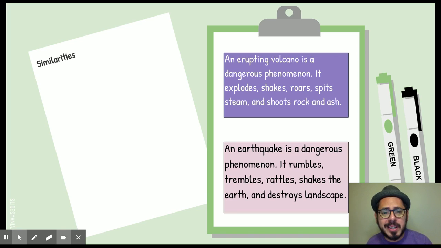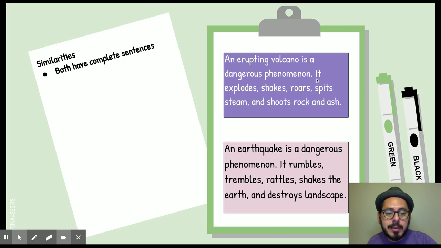So first of all, let's talk about the similarities. All right, so let's go with the easy stuff first. Both are complete sentences. You can see that the first one has a subject and a predicate, like we mentioned on the first day. The second sentence also has a subject and a predicate, the subject being it, and we're talking about the erupting volcano. We're talking about the same. And then the predicate, all of this is a predicate.